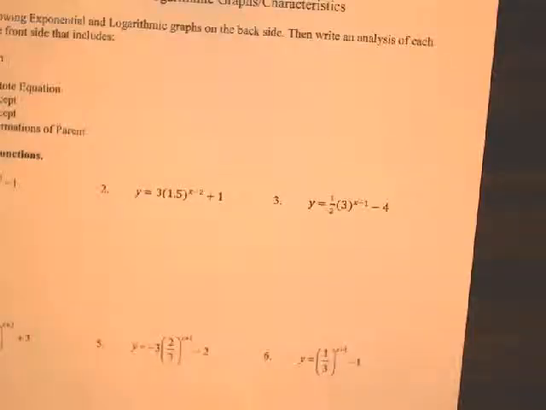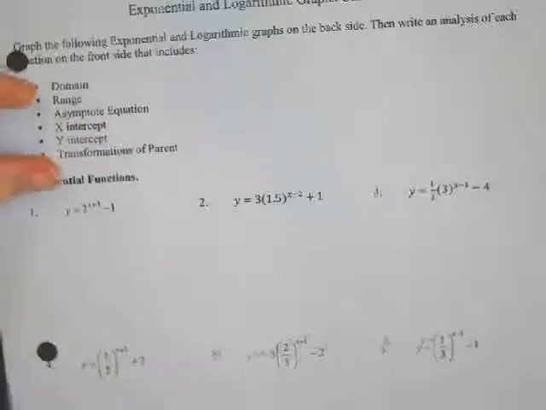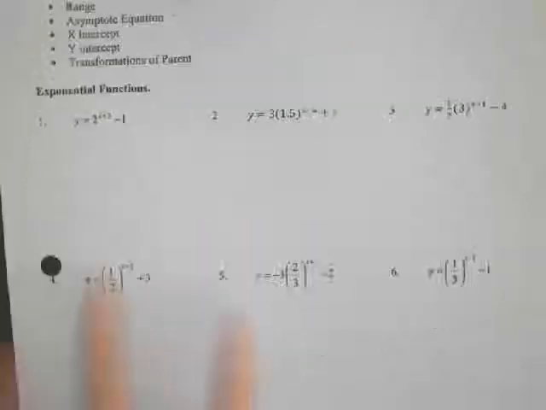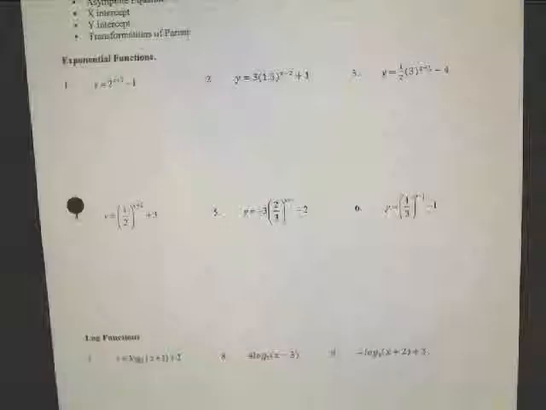No. Dang it. All right, so on this page, I wanted us to graph each of these, but we're not going to do all of them today. And then we want to analyze each of these characteristics that we talked about. So the asymptotes, the domain and range, and the intercepts, the transformations. All right, pick any of them. 1 through 9, pick one.